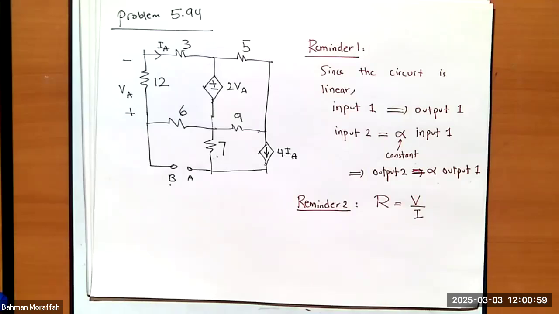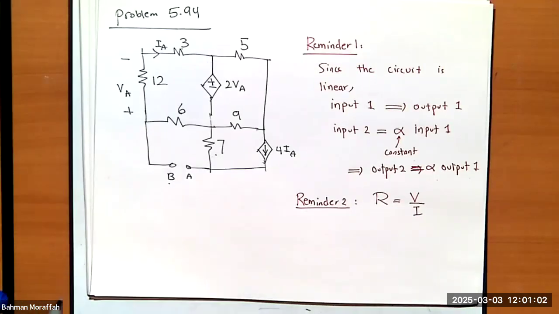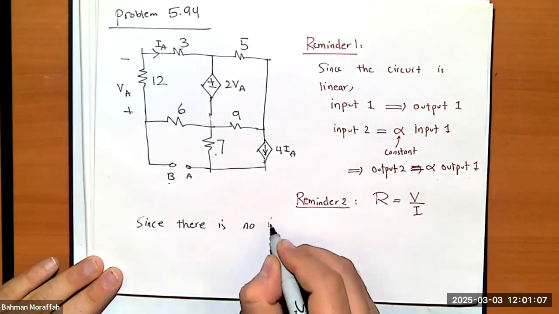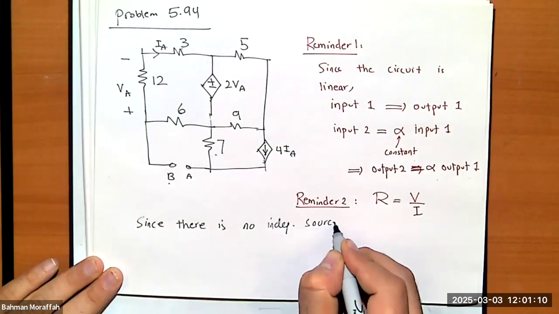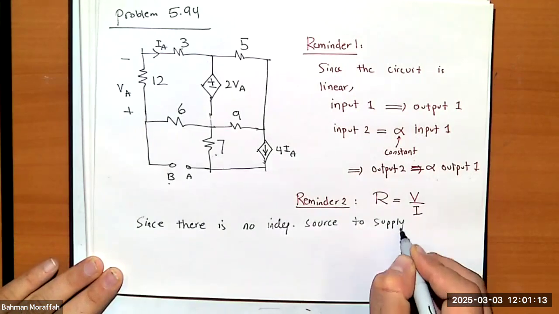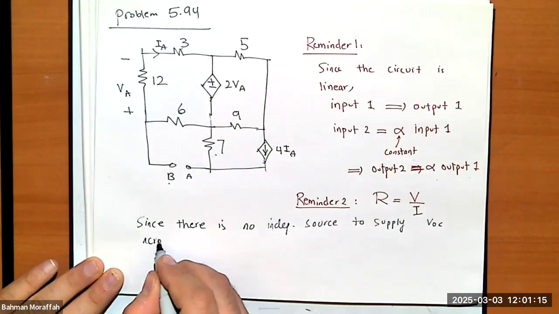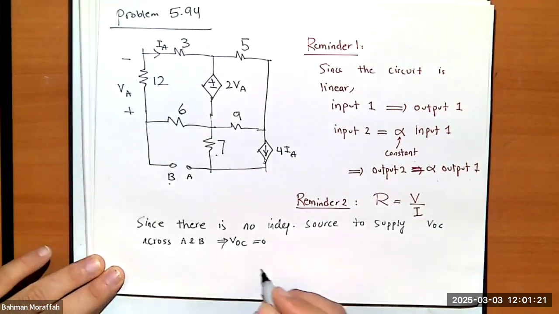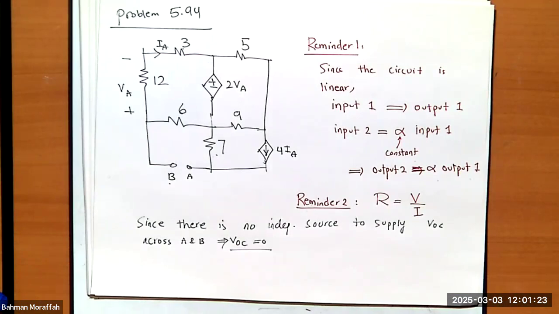Right? So if I look at it, since there is no independent source to supply, if I look at V open circuit across A and B, that must be 0. Right? But since V is 0 does not mean if I look at this circuit from A and B, the equivalent resistance is 0. Right?